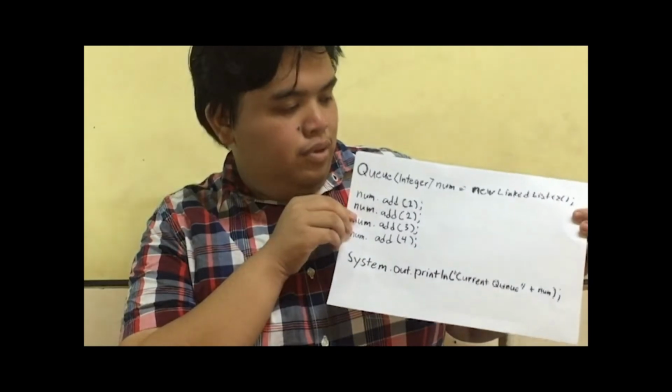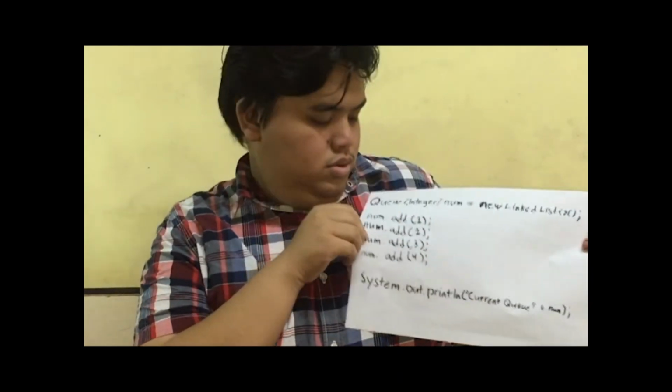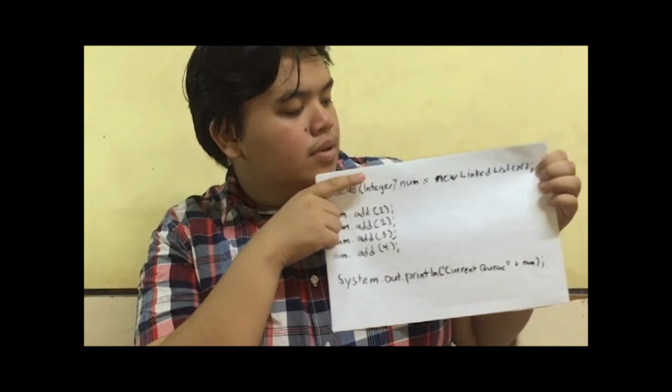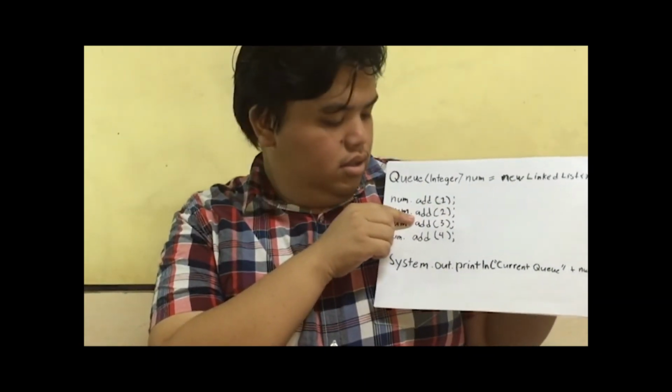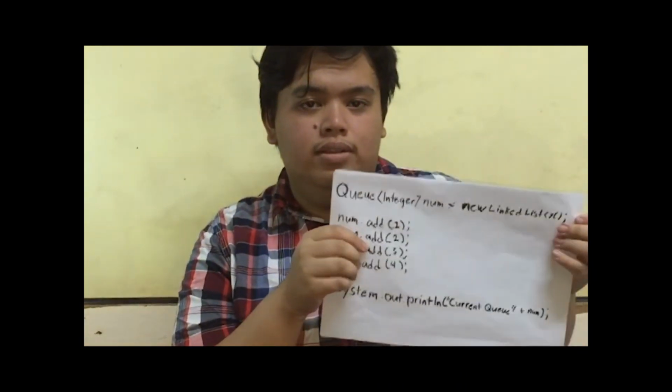Here is the example program for queue. Queue<Integer> num = new LinkedList<Integer>(), and add. We use add to add an element to a queue like this. num.add(1) and num.add(2), num.add(3), and num.add(4). And we use System.out.println to see the elements that we added.